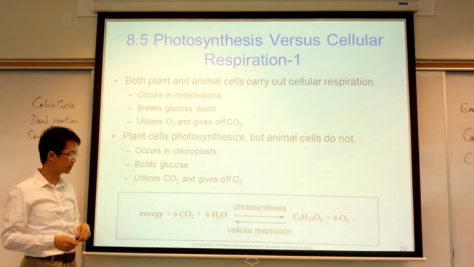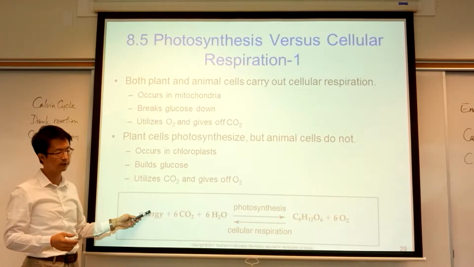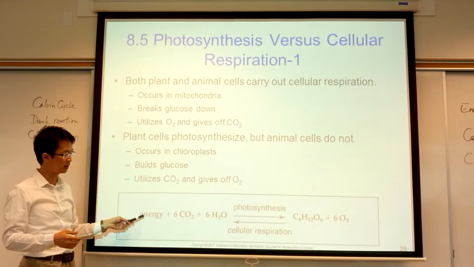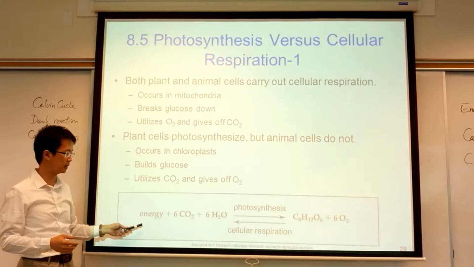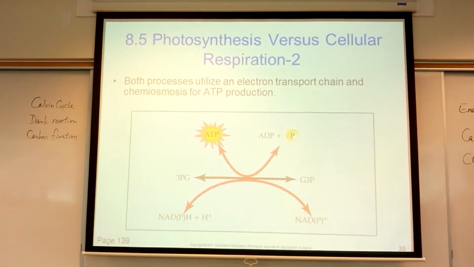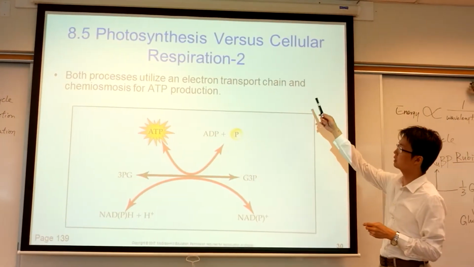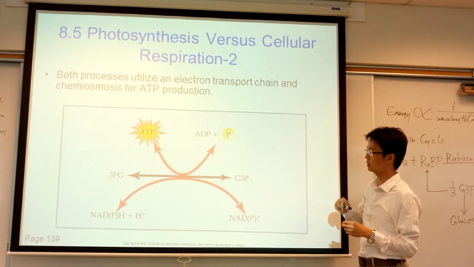You need to memorize that because for energy here, if it is photosynthesis, it is light energy or solar energy. For cellular respiration, the energy here will be ATP. Both processes use the electron transport chain for ATP production.